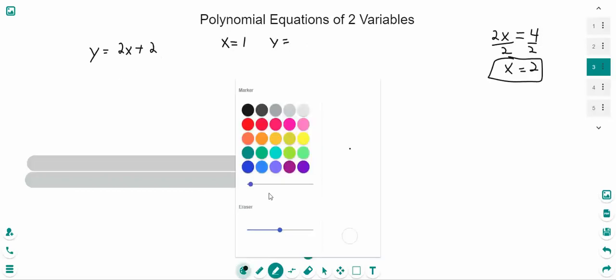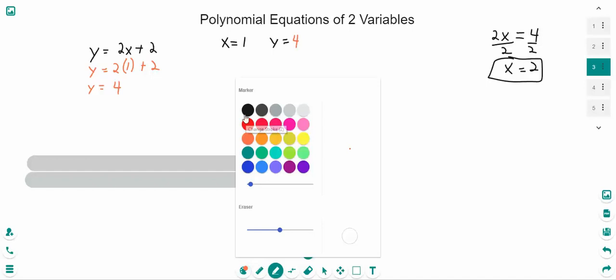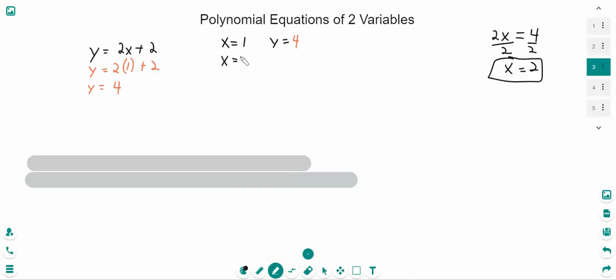To find that out, we simply plug in the 1 for the x. So I'm going to rewrite this equation and plug in this 1 for x. Then I can solve for y. So y is going to equal 2 plus 2, which is 4. So y is equal to 4 when x is equal to 1. That being said, that's just one solution. You may have realized that. Well, what happens if x is equal to 2? Is y still going to be equal to 4? Well, if we solve that, y is going to be equal to 2.